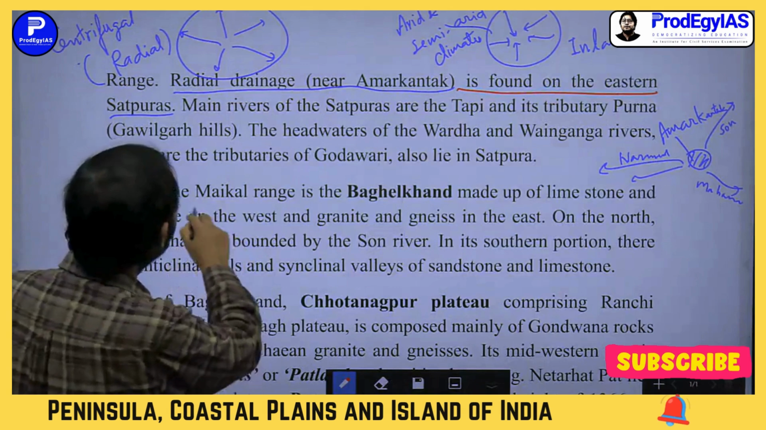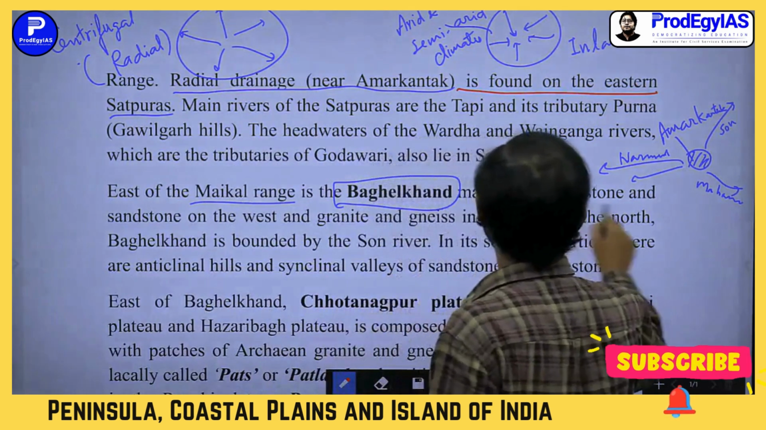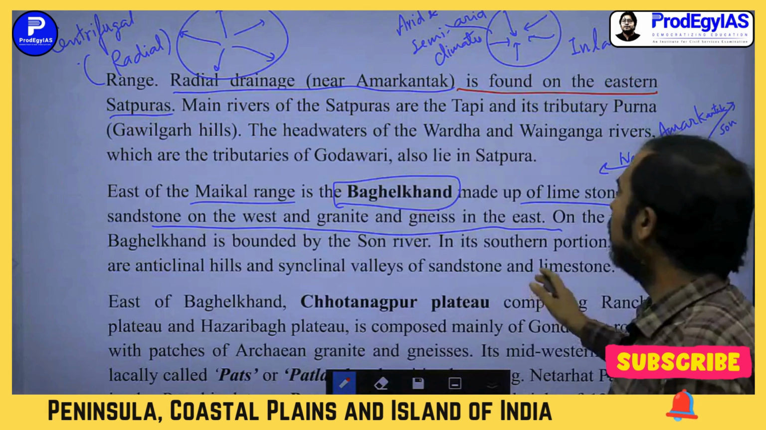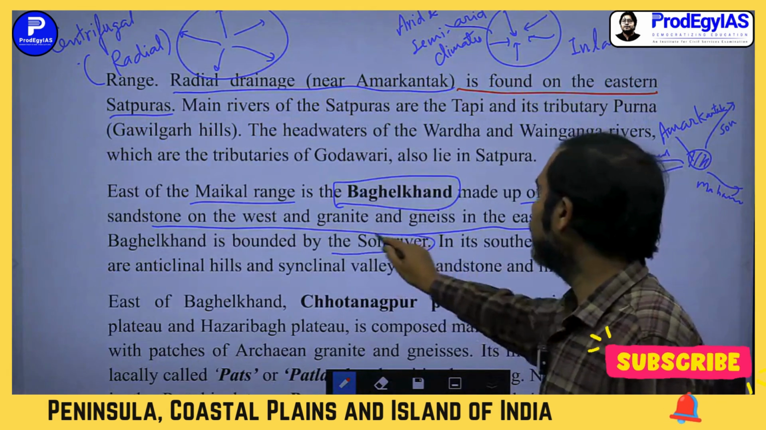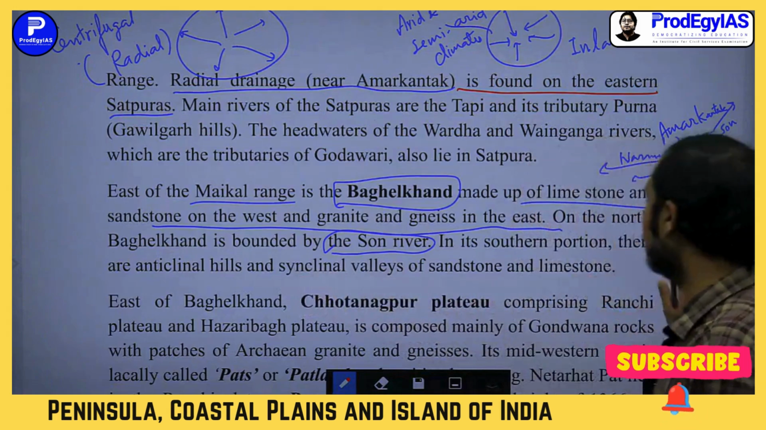So east of the Maikal range is the Baghelkhand plateau. You know that Baghelkhand is made up of limestone and sandstone in the west and granite and gneiss in the east. Baghelkhand is bounded on the north by the Son river. On the southern portion, there are anticlinal hills and synclinal valleys, and they are not so important.